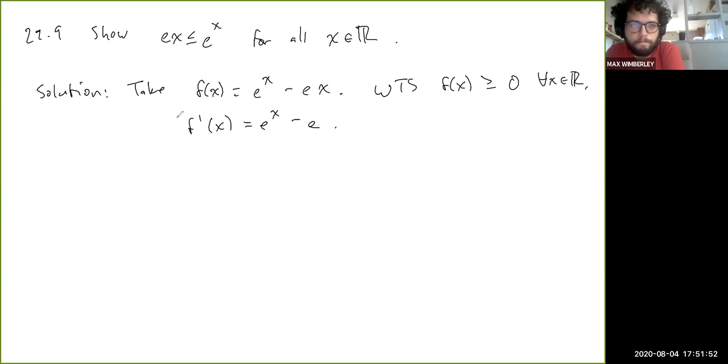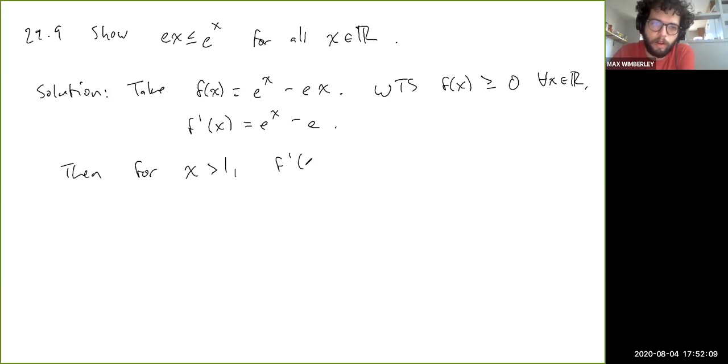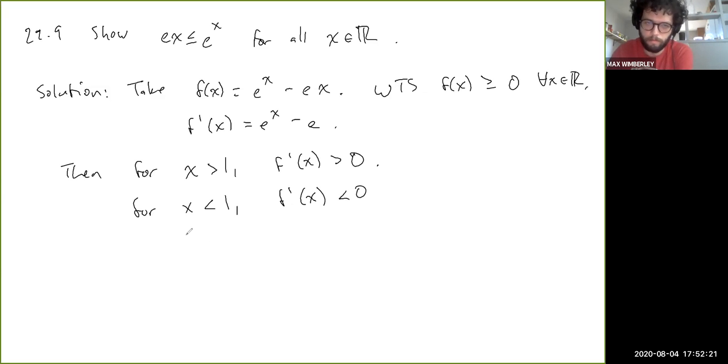So what you can say is, for x greater than 1, f prime of x is positive, right? And for x less than 1, f prime of x is negative, right? So by, what's it?